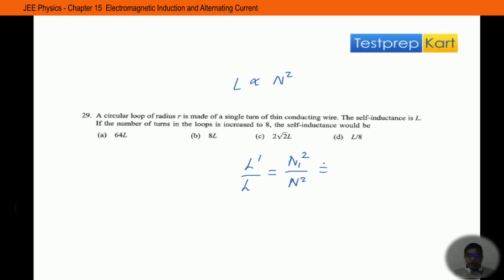The new number of turns is 8, so it is 8 square. At the initial stage the number of turns was 1. So from there we get L dash equals 64 L. If you increase the number of turns 8 times, or make 1 turn into 8 turns, then its inductance would be 64 times greater.